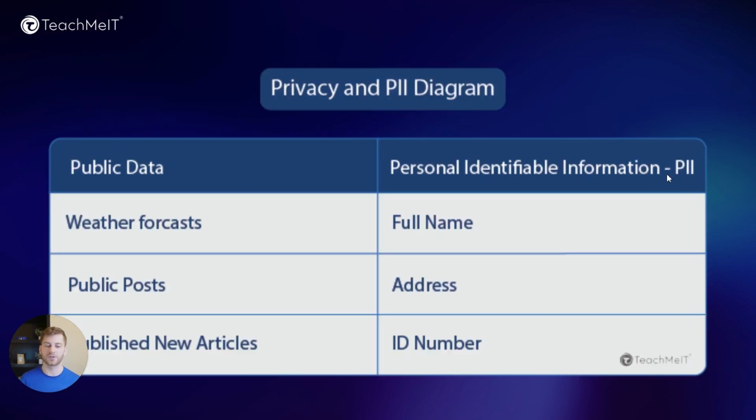Here's an example of personally identifiable information versus public data. So here you can see weather forecasts. Anyone can go out and look at the weather, but they can't just find your full name and that you're a customer at a certain organization. That's personally identifiable information.